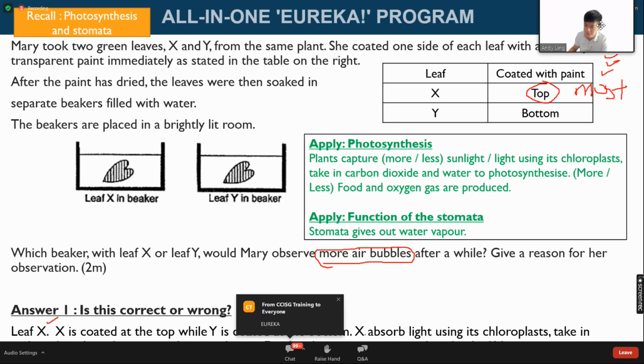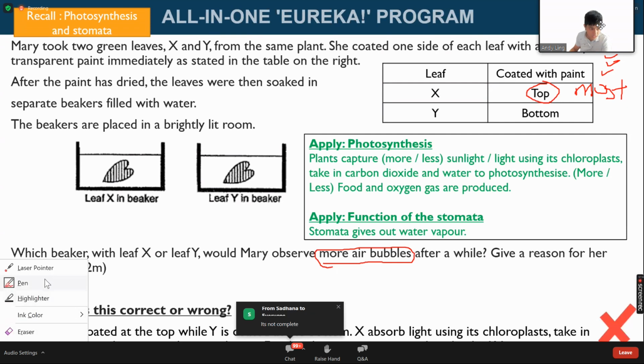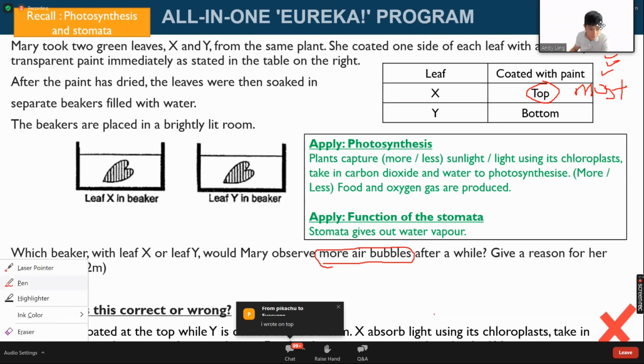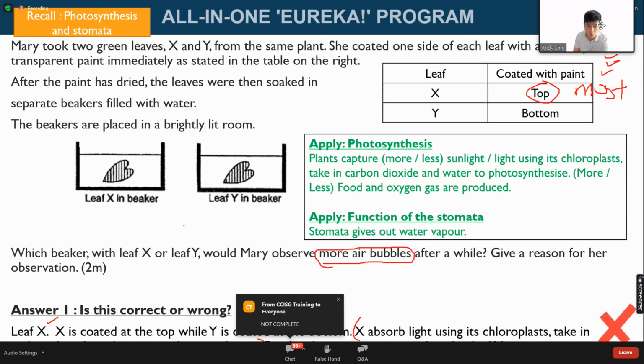Okay, what do you think, parents? Do you think this answer is right or wrong? Okay, some people have already typed. The answer is wrong. And why is the answer wrong? You're right. What is wrong here? Parents, to help you narrow down and quickly identify the mistake, you see this statement? X absorb light using chloroplast, taking carbon dioxide and water to photosynthesize food.